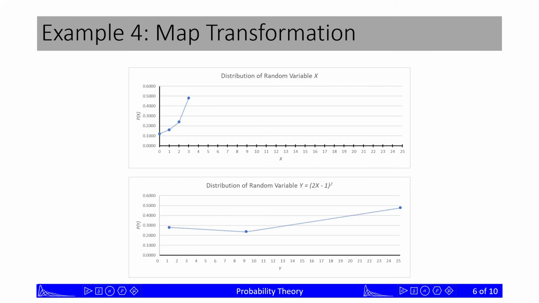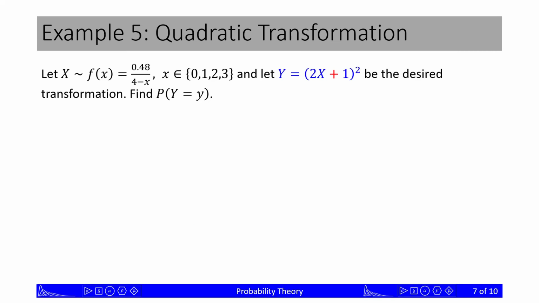Notice how the coefficient of x is greater than 1, which expands or spreads out the distribution. The constant inside the square reduces the value by 1, and the square amplifies the effects by spreading the distribution more. In example 5, we use the same distribution for random variable x that we used in example 4.